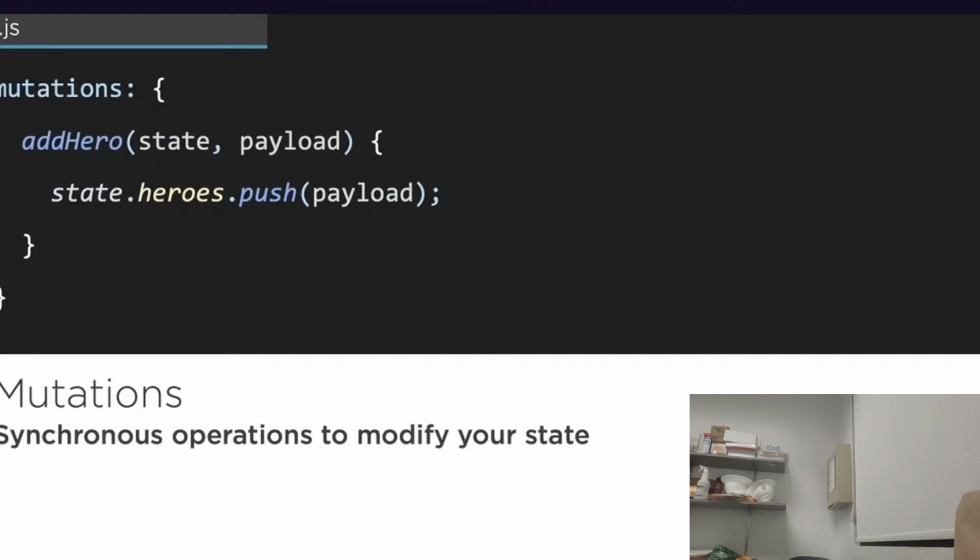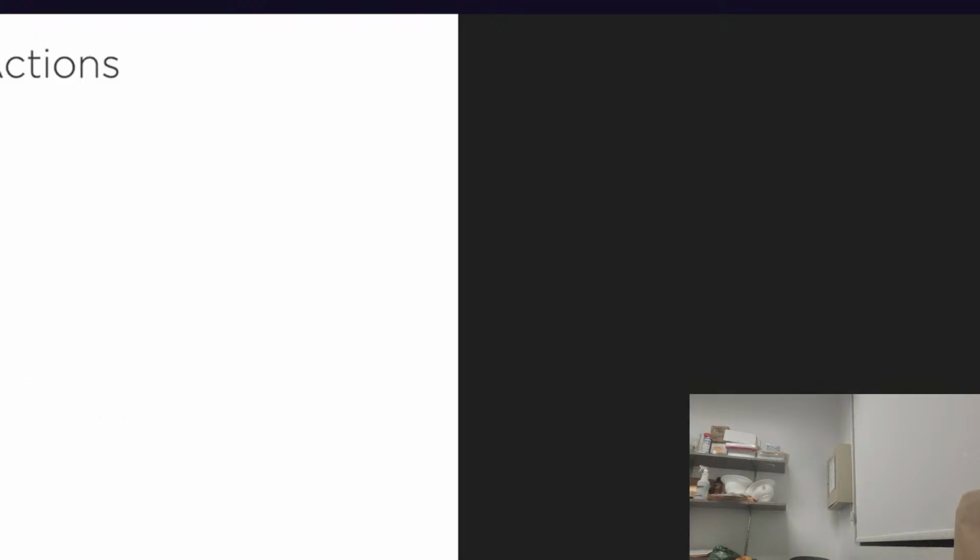And they're just functions like this, and they accept in different parameters. The first one being the state itself, which will contain our heroes, and then the payload. That's the second parameter. So imagine we had this function called add hero. We could pass in as a payload the new hero and then push it into the state. Well, what's going to fire off that mutation? This is where we might dispatch an action.